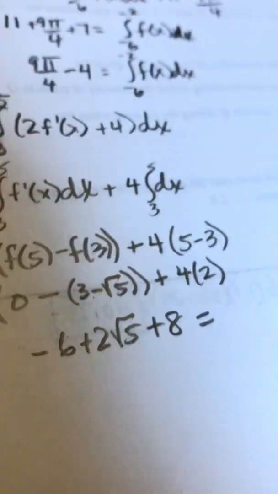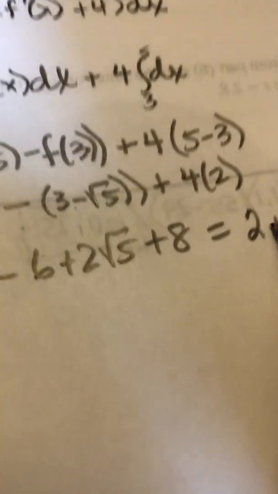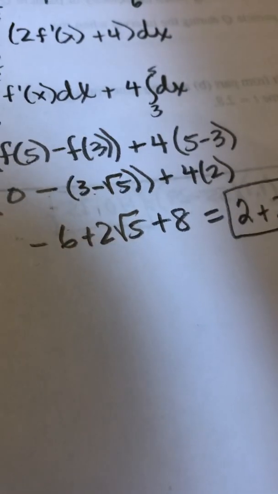So what does this actually give us? 2 times -3 is -6. 2 times negative is positive 2 rad 5, plus 8. So when we combine all our like terms there, -6 plus 8 is 2, plus 2 rad 5. Okay.